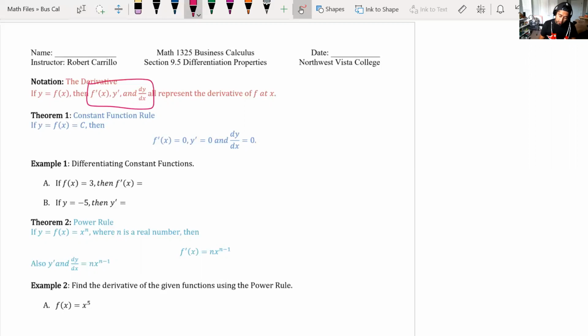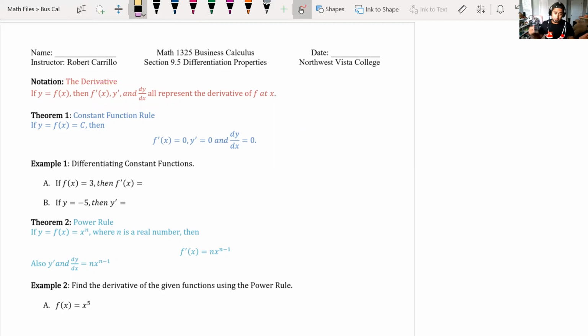There's also one more notation, d over dx. All this says is take the derivative of whatever expression you're given with respect to x. That's how we say it. Okay. So if you see any of those notations, they mean find or take the derivative, right?